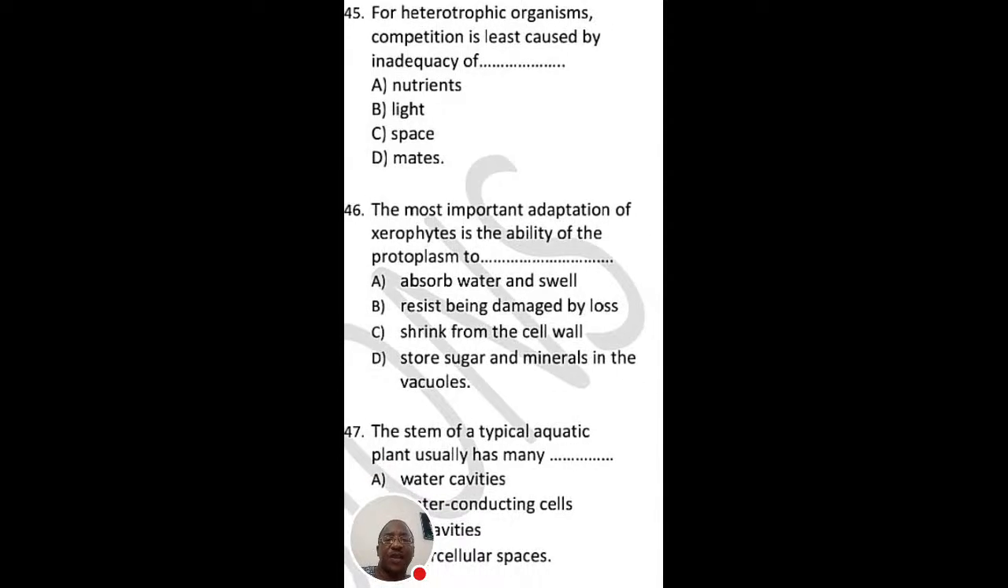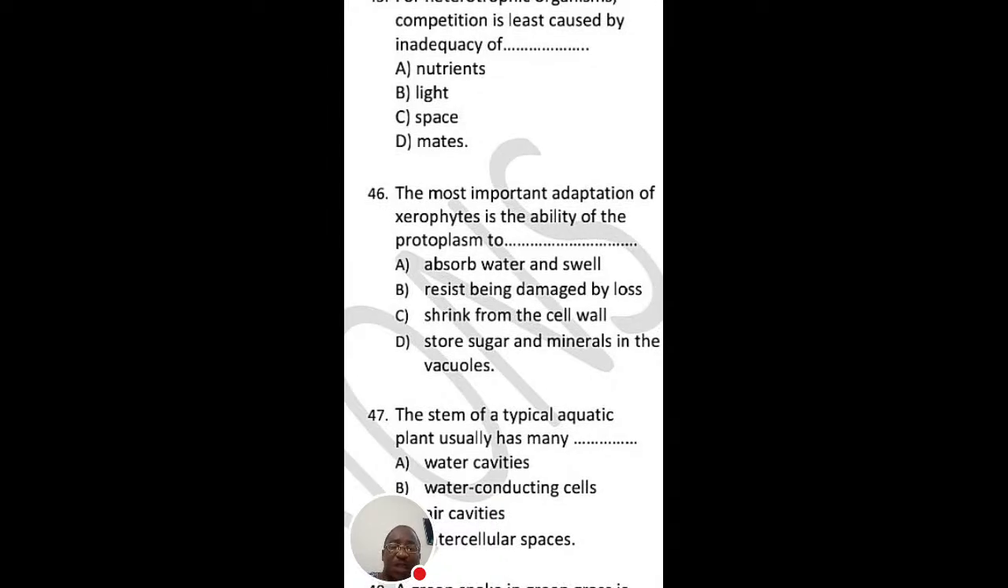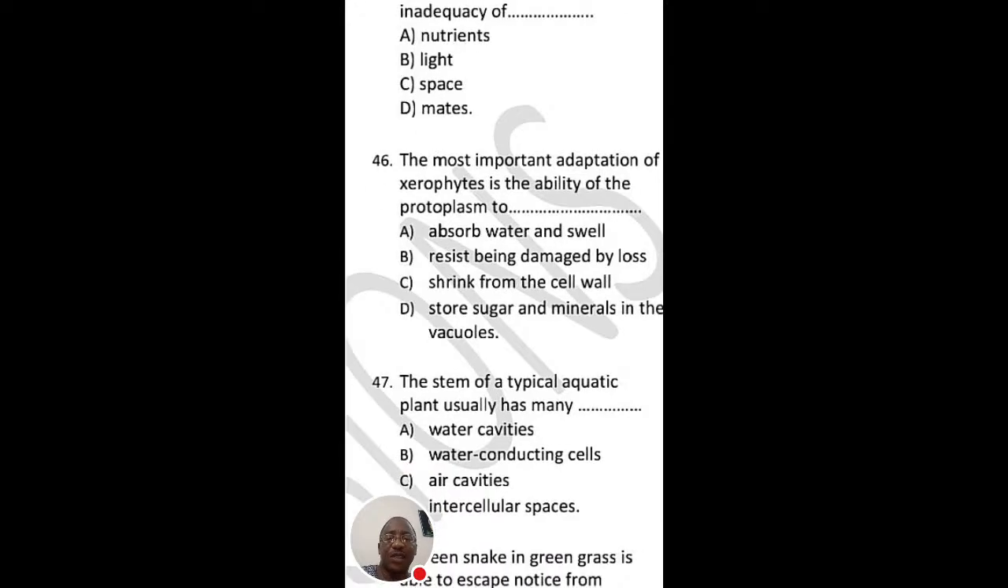Number 46. The most important adaptation of xerophytes is the ability of the protoplasm to absorb water and swell. No. To resist being damaged by loss of water. That's likely the answer. C, shrink from the cell wall. D, store sugar and minerals. No. Xerophytes are plants that grow in deserts or places where water is scarce. Xerophytes like cactus. So their challenge is the ability to resist being damaged by loss of water. That's the answer to number 46 there.